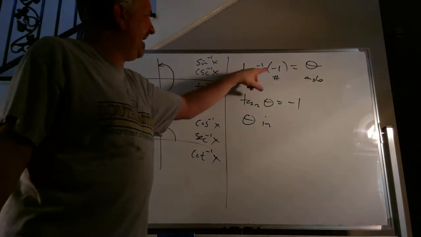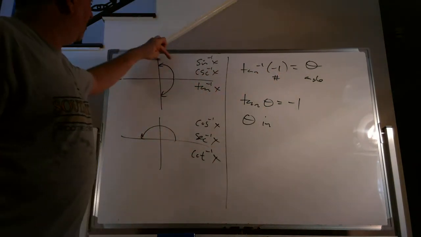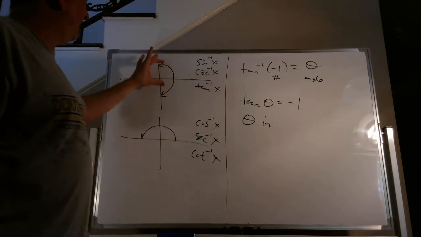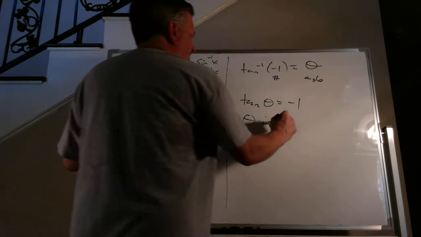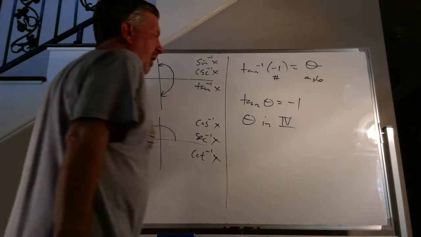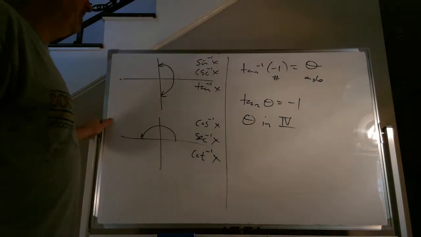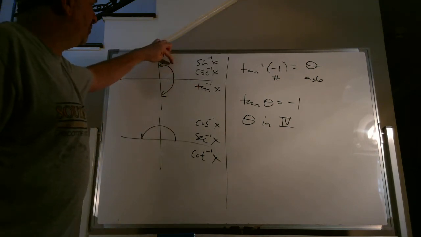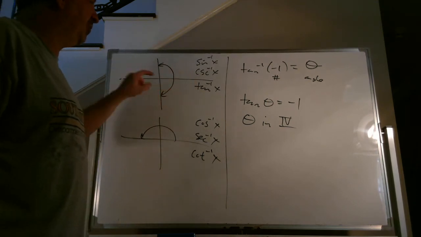Well, if you take tan inverse of a number, you're either in the first or the fourth. But notice tangent turns out to be negative here, so you're in the fourth. Again, that's the new thing. What quadrant are we in? If you take tan inverse of a positive number, your answer is in the first. Tan inverse of a negative number, you're in the fourth.